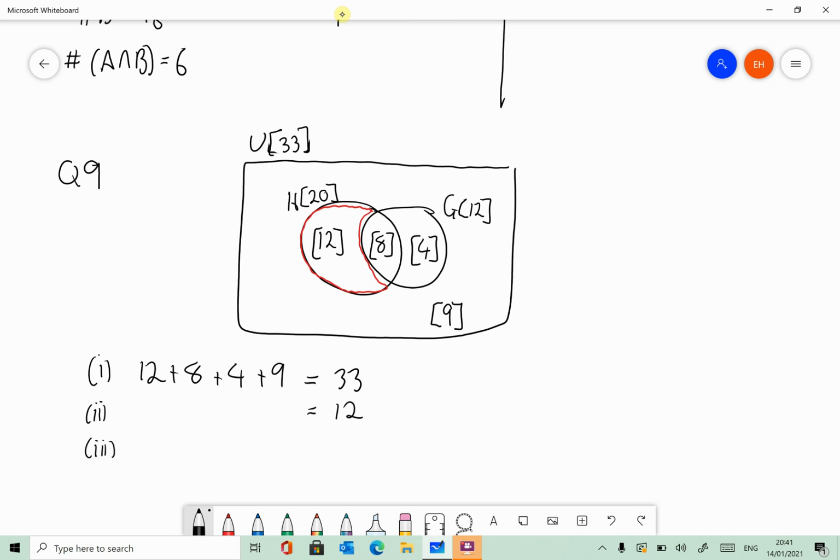And the third thing we do is how many students study just one of these subjects? Just one. Okay, so we don't include the 9. The 9 are gone. The 12, those 12 guys there, they study one of the subjects. These 8, they study both, so they're gone. And the 4, they study one of the subjects. So the answer is 12 plus 4, which is equal to 16.